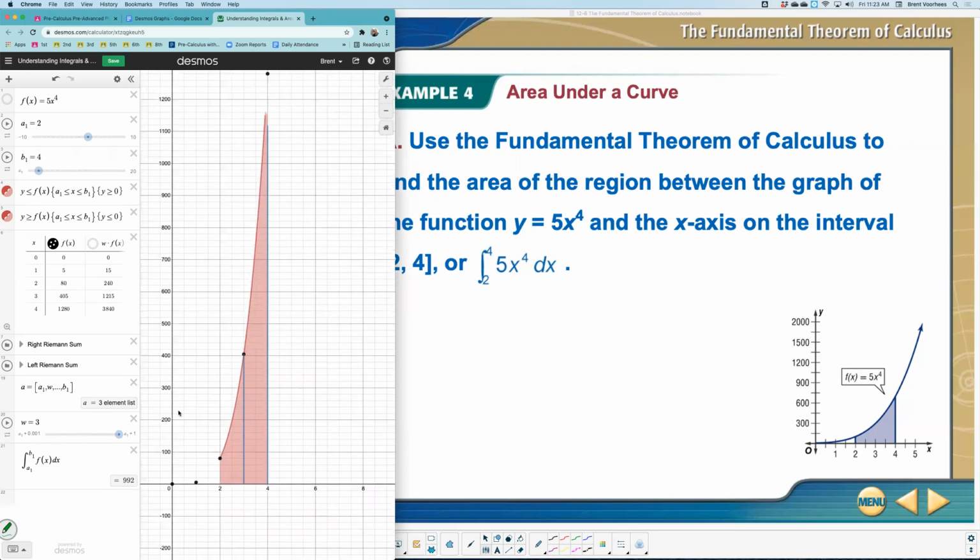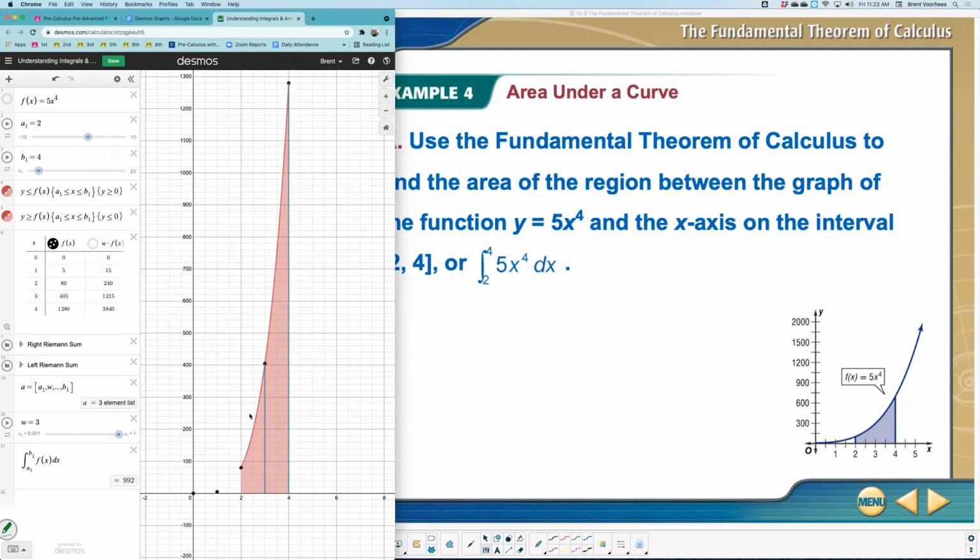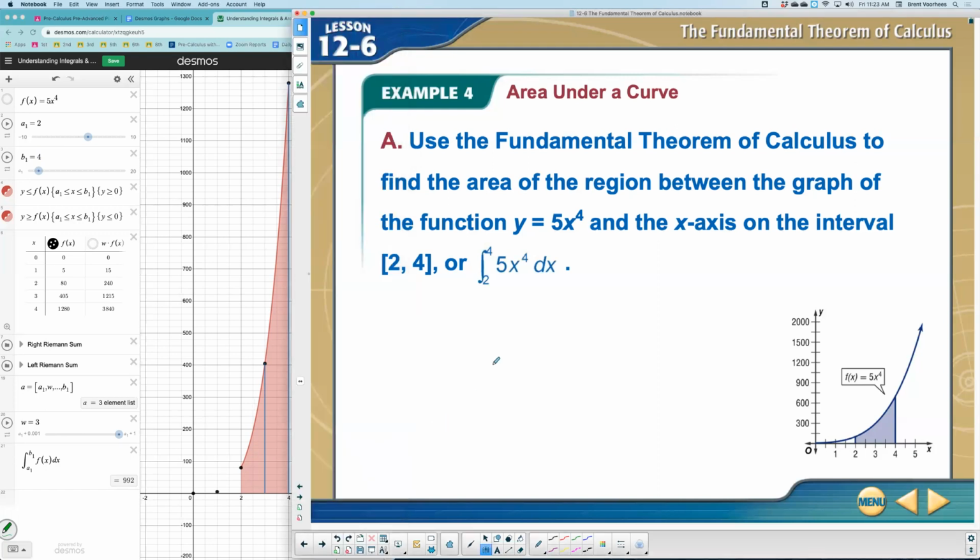There we go. So I'm looking for the integral evaluated from 2 to 4. That's basically what we're going to do. This says the answer is going to be 992. Let's see if we get the same thing.